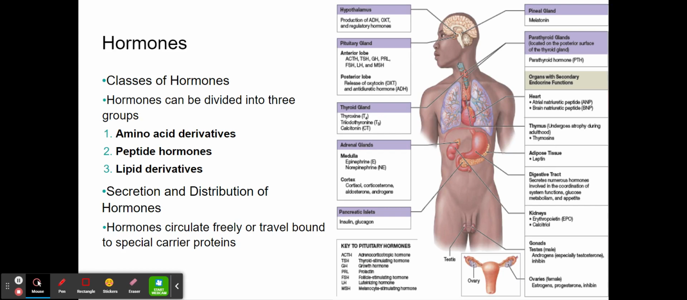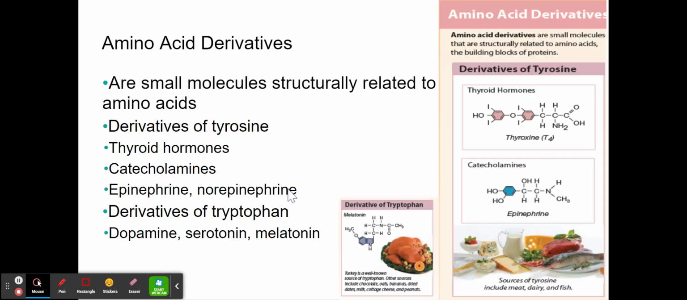So we can divide hormones into three groups on the basis of their chemical structure. 1, amino acid derivatives. 2, peptide hormones. And 3, lipid derivatives.